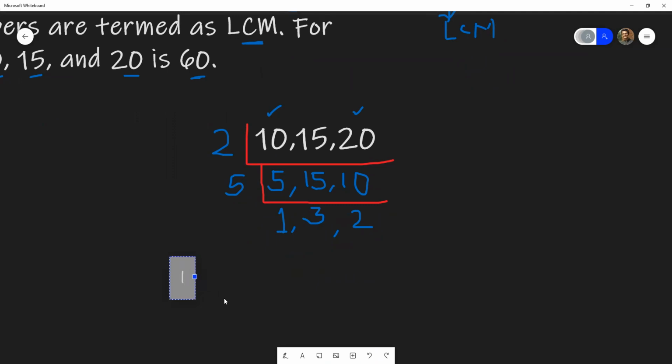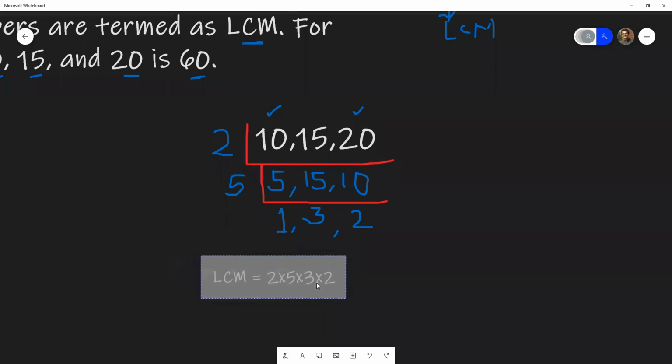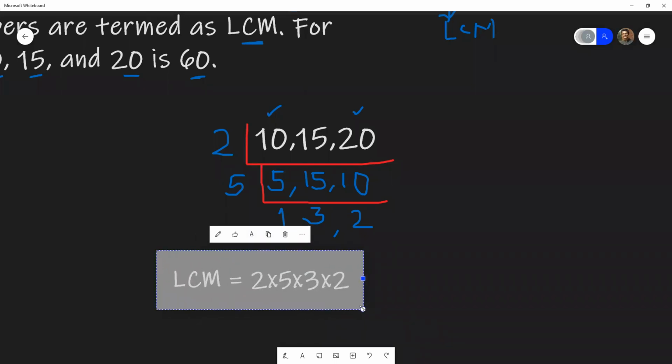LCM. Okay, let me make it larger. LCM equals to, tell me. 2 multiple 5 multiple 3, multiple 2. Very good. Who said it? Is it Fahima? Fatima Sharif. Fatima. Yes, sir. Sorry, not Fahima. My apologies. So, very good.